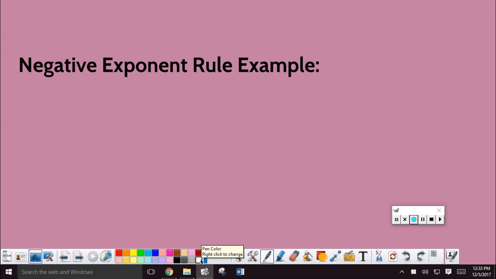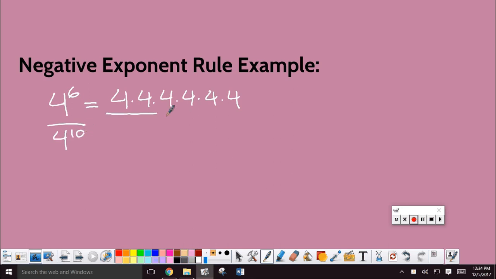Okay, I'm just going to come up with one. So, say we have 4 to the 6th power. And that's going to be 4 times 4 times 4 times 4 times 4 times 4, 6 times. And 4 to the 8th power, which is 4 times 4 times 4 times 4 times 4 times 4 times 4 times 4. Okay, so we've got 4 to the 6th divided by 4 to the 8th.